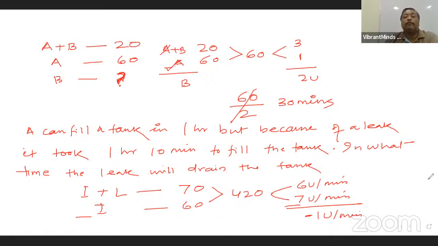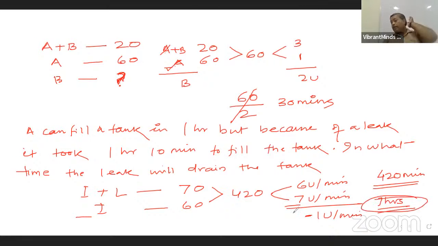So to drain 420 units, it will take 420 minutes. 420 by 1, so 420 minutes, or if you divide it by 60, it will be 7 hours. Is it clear, guys? Is it okay, people?